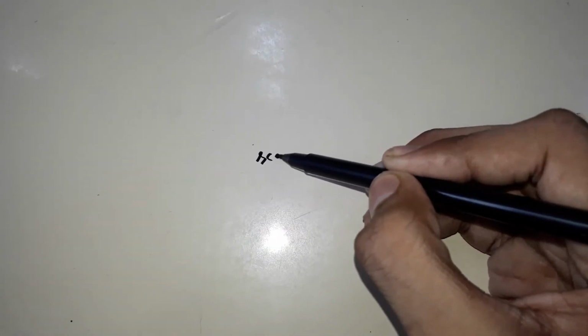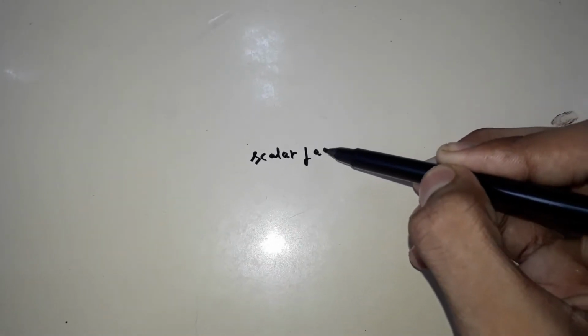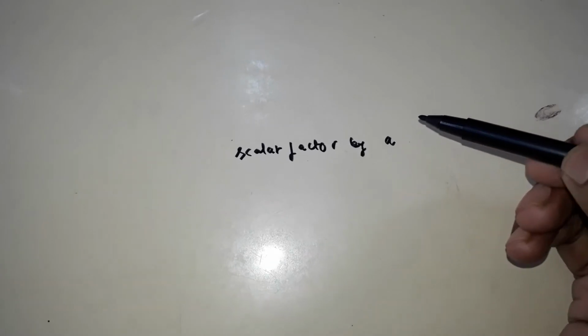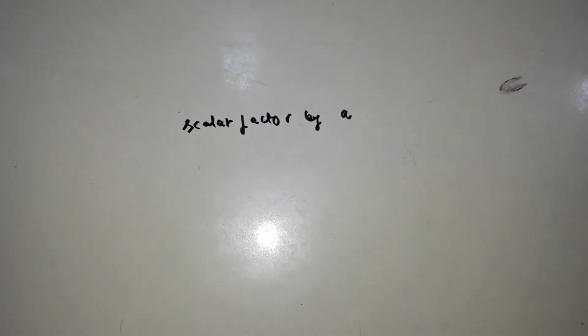So last time we saw the Friedman equations, and this time we are going to see a very important parameter which we call the scalar factor. And from the scalar factor we can derive the expression for the Hubble parameter or Hubble constant. We denote the scalar factor by A. A is the denotation for the scalar factor. So what is the scalar factor?